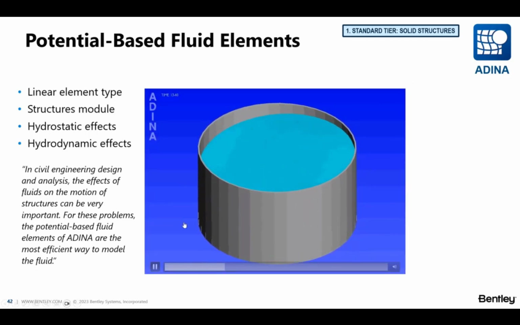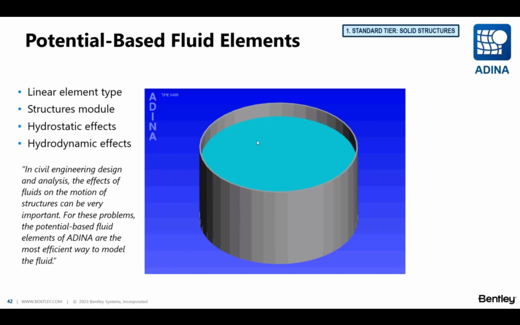This is the tank using the potential based fluid element subject to the earthquake excitation, and as I was saying before, it's really easy to implement. All we do is we model the fluid as a volume, we mesh it with fluid elements like if it was a solid, and we apply a fluid material property that will just have the density and the bulk modulus. So it's quite straightforward.